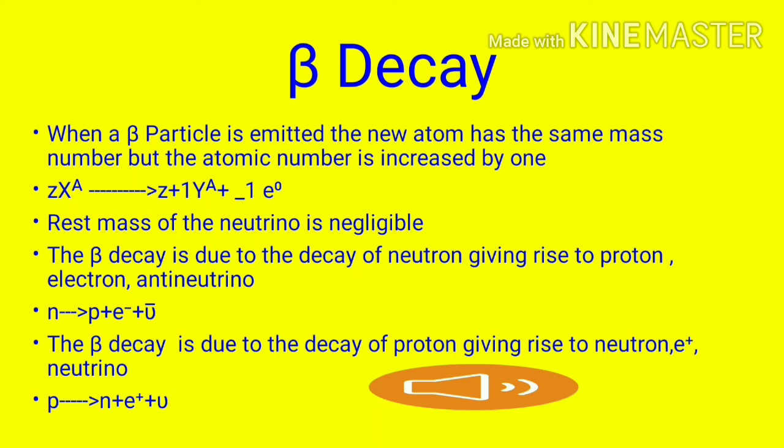When a radioactive element emits beta particle, atomic number is increased by 1, but the mass number is not changed. Rest mass of the neutrino is negligible. Radium emits beta particle. It will disintegrate into actinium.